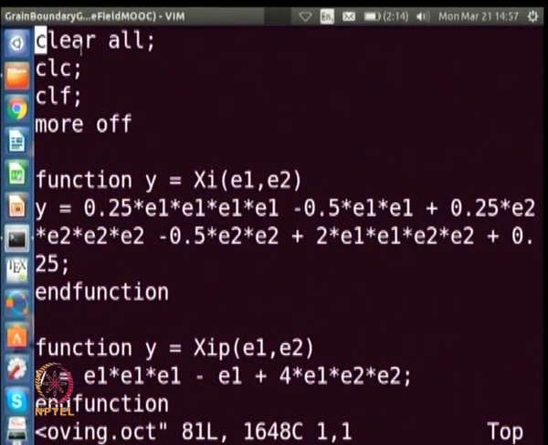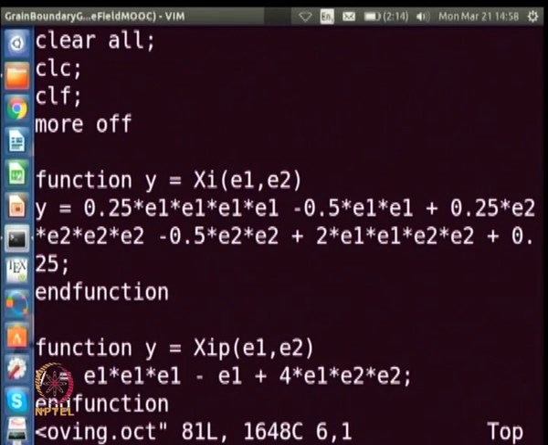So, as usual we start with clear all, clc, clf, to clear everything from the memory, figures and so on. More is off, so that when the microstructure becomes available it will be immediately plotted.